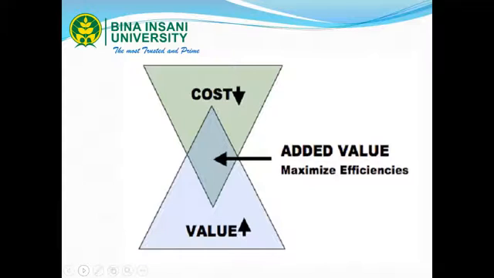Now, when we talk about added value, sometimes we try to maximize efficiency. As you can see in this diamond, the bigger the diamond is, the more added value your company has, the more added value your product has. So my illustration is exactly like this. Added value comes from maximizing efficiency. How do we maximize efficiency? We try to press the cost and try to give more values.